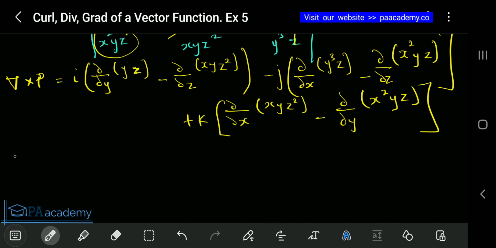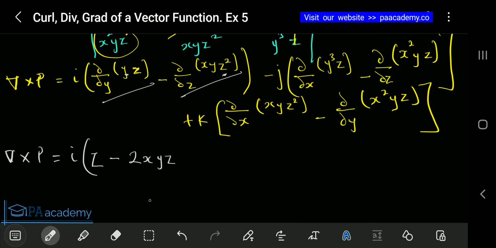So now let's tidy this up. If you have to differentiate this with respect to y, since we already have y here, that's going to be z, minus, so now let's differentiate this with z, since we have z squared, so that's going to be 2xyz. Are we good? Then minus j, so we are done with this.